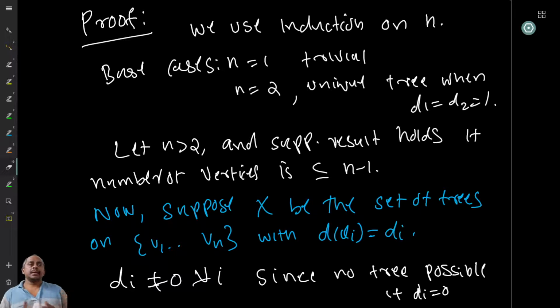Now what we do is that we take the set of trees on the vertex set v1 to vn with the degree of vi equal to di. So collect all this. Given this sequence d1 to dn with the degree of vi equal to di, we look at the set of all trees that we can construct on the vertex set v1 to vn with this property. Consider the set and call it X.